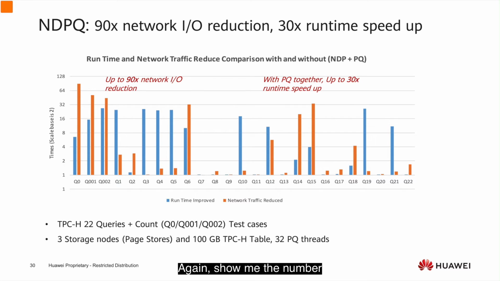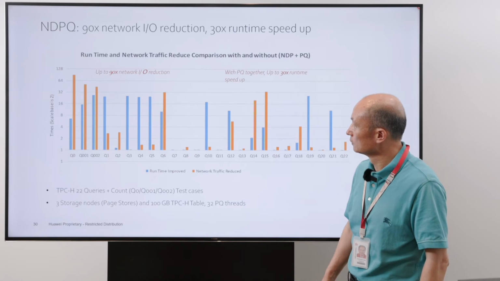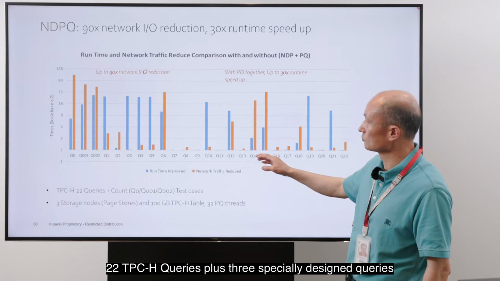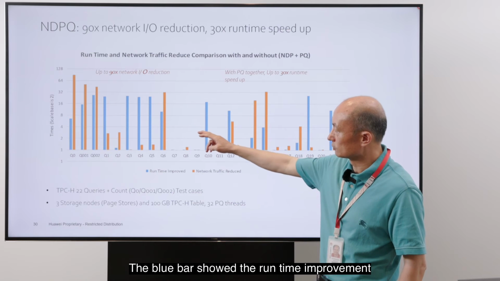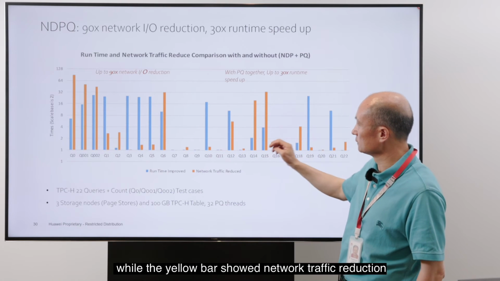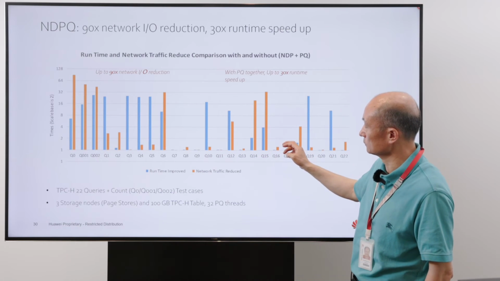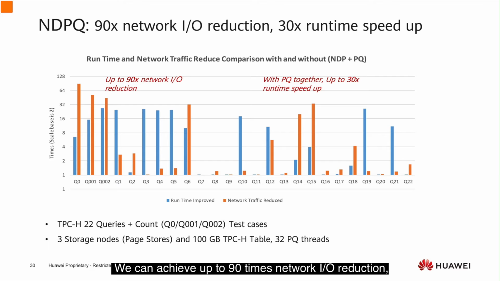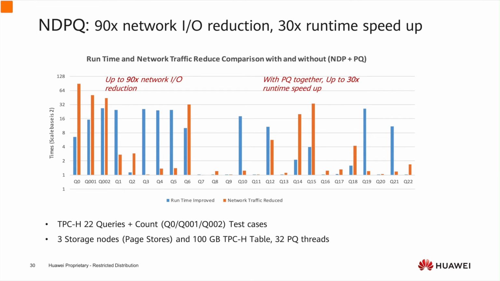Again, let me show you the numbers. This diagram shows 22 TPC-H queries plus 3 specially designed queries. The blue bar shows the runtime improvement, while the yellow bar shows network traffic reduction. So you can see with NDP query enabled, we can achieve up to 90 times network I/O reduction and up to 30 times runtime speedup.